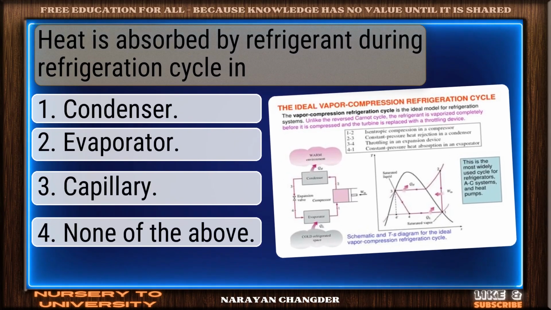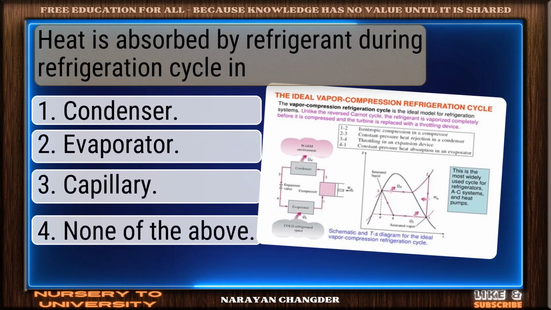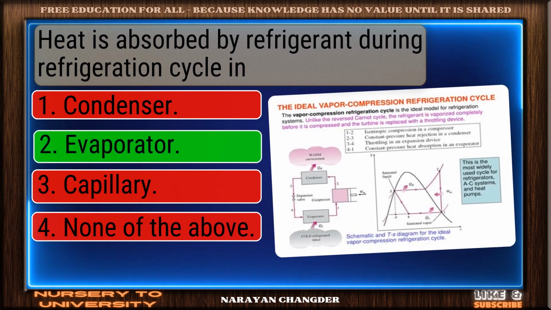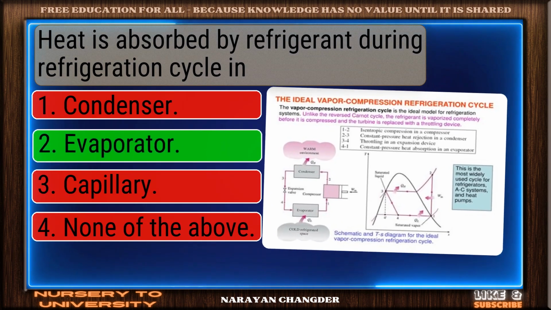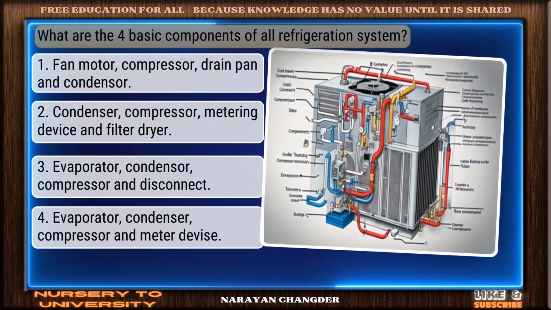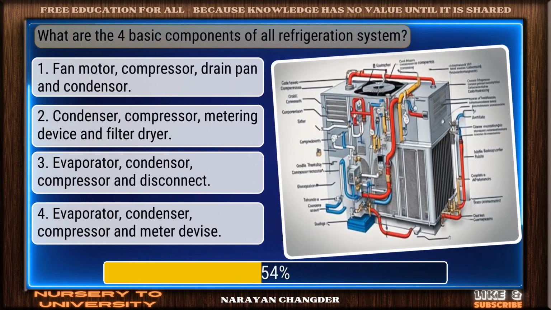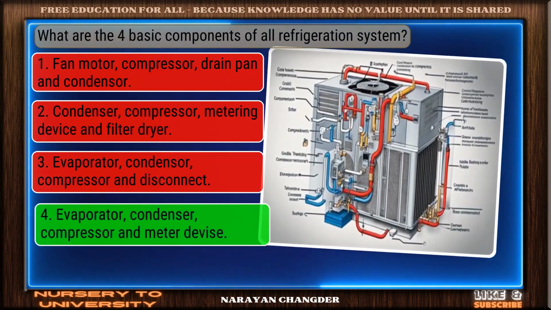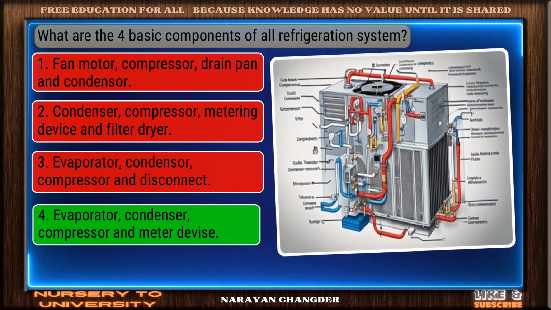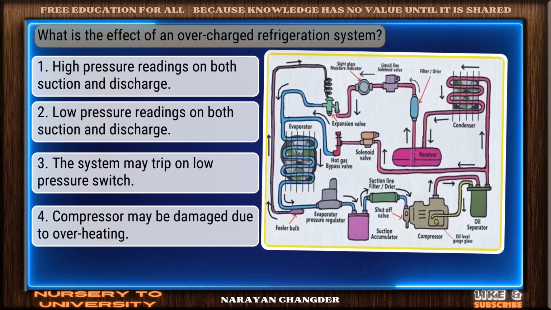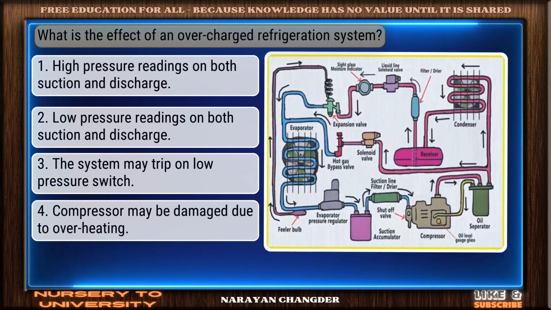Heat is absorbed by refrigerant during refrigeration cycle in dash. You're right. Evaporator is the correct answer. What are the 4 basic components of all refrigeration systems? You chose evaporator, condenser, compressor, and metering device, and it is correct.